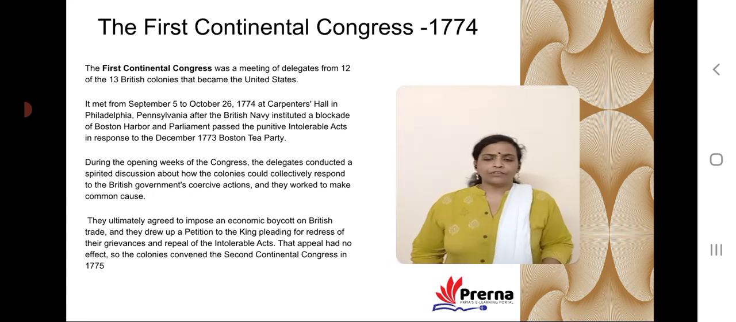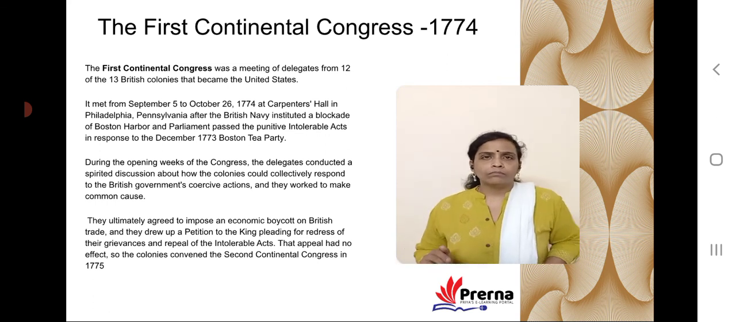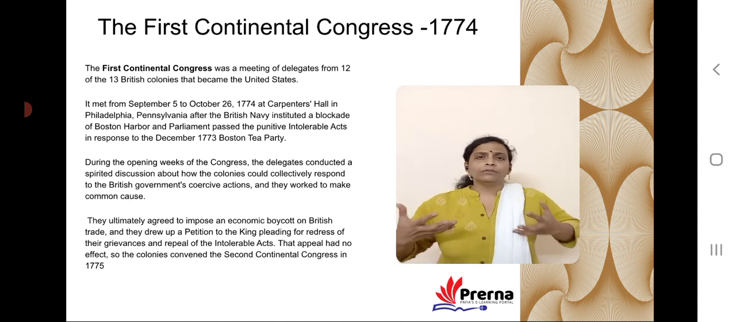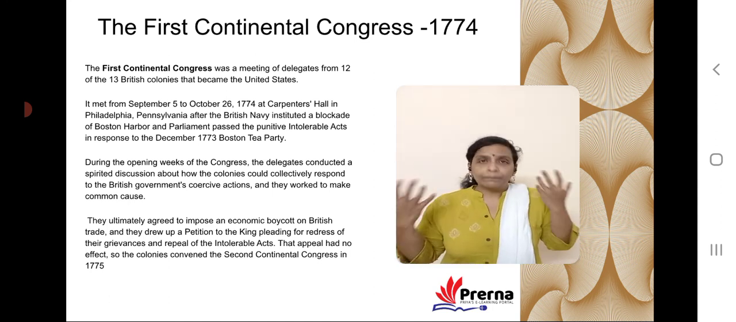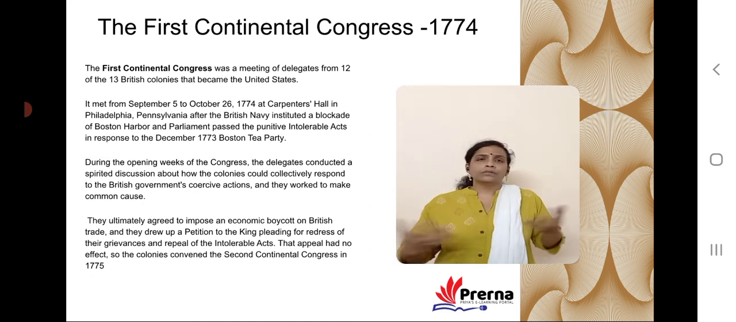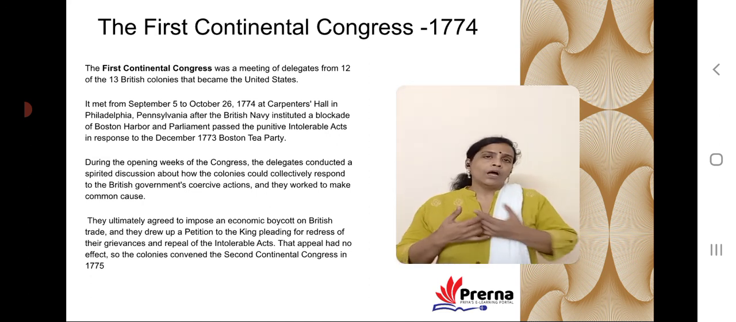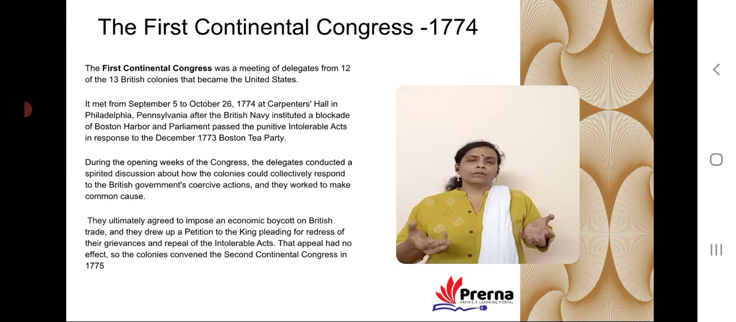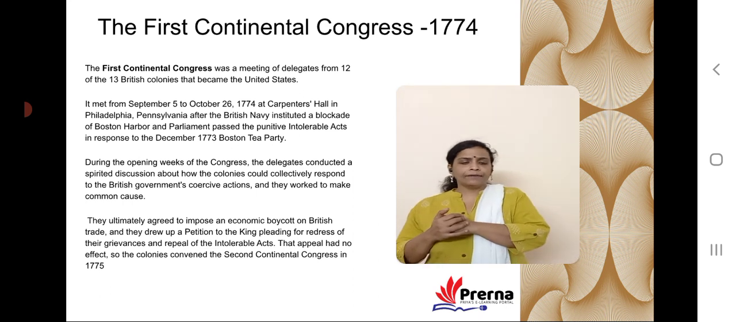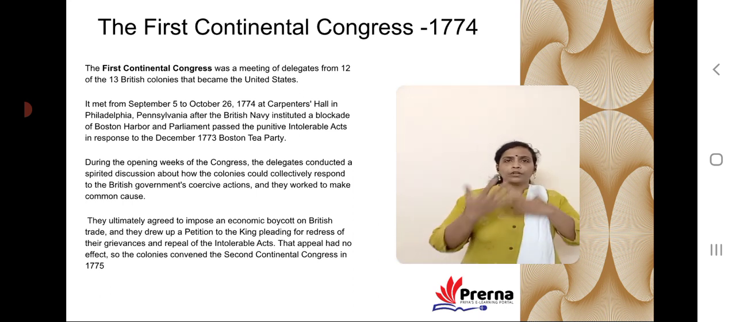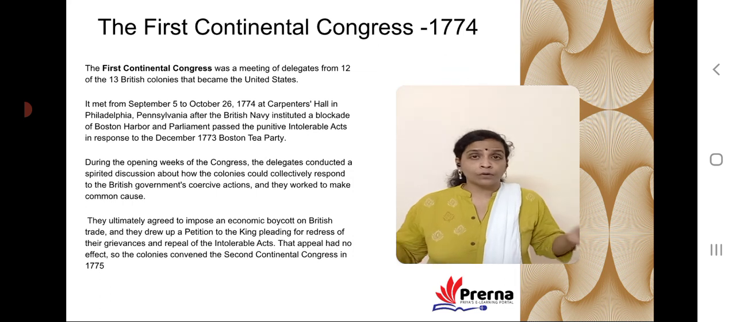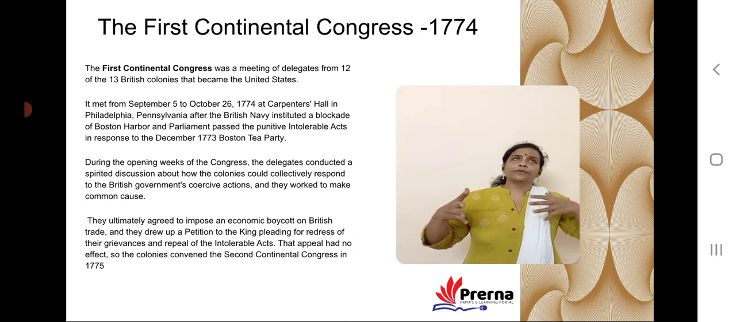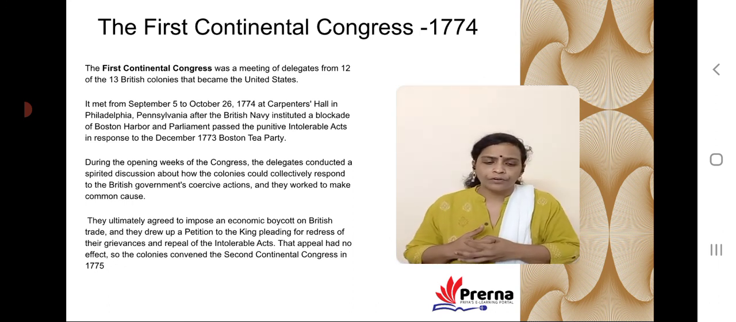That was in 1774. They came together at Philadelphia, and it was then that the sense of unity was very palpable, and you could see how they decided to take measures as to how they could have independence, how they could push out the foreign rule from their land. So they came together and discussed a lot of actions. They were of course very unhappy about the actions taken by the British government, and they decided to chart out a lot of plans against the intolerable acts.